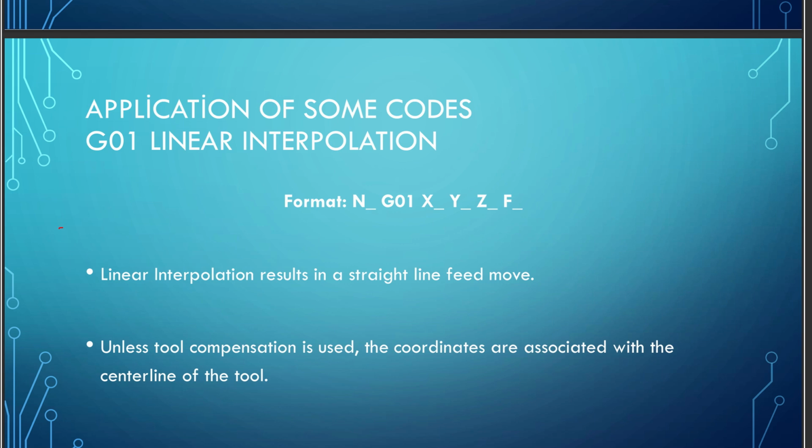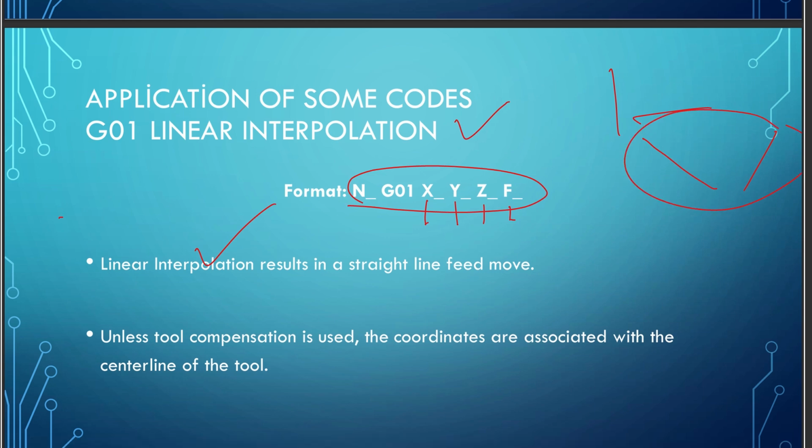In a word address format, this is the syntax or the format for using G01. G01 is what you call linear interpolation. You are now cutting, so you need to put the values for X, Y, Z, and also F. This G01 normally denotes linear interpolation, moving in a straight line. It may be vertical, horizontal, negative, or positive, diagonal. Or this one means we're cutting a chamfer.